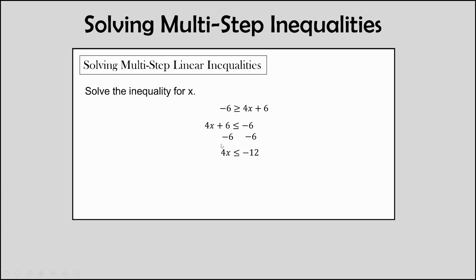Now I want the coefficient of my x to be a 1, so I'm going to divide each side by 4, and I get x is less than or equal to -3. So again, what we're saying is as long as you put a number less than or equal to -3 in this place, this will always be true.